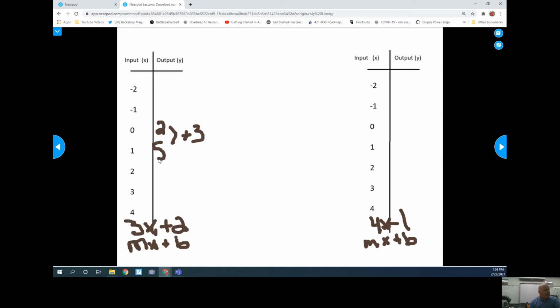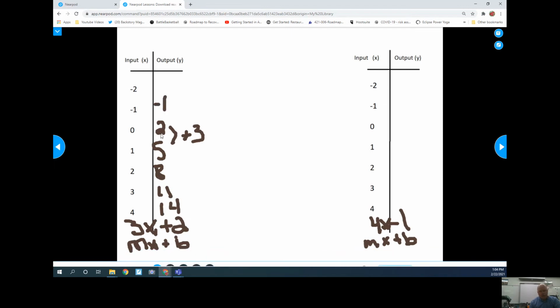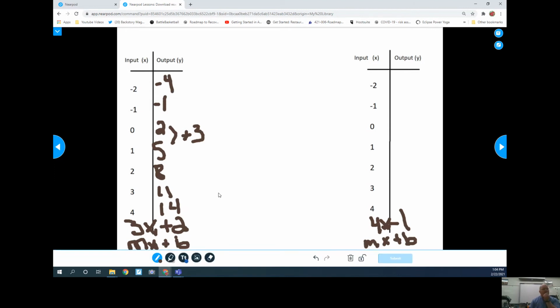So I know every time I move, I'm going like this. So this would be 5. 5 plus 3 is 8. 8 plus 3 is 11. 11 plus 3 is 14. If I wanted to go the other direction, negative 1 plus 3 is 2. And negative 4 plus 3 is negative 1.